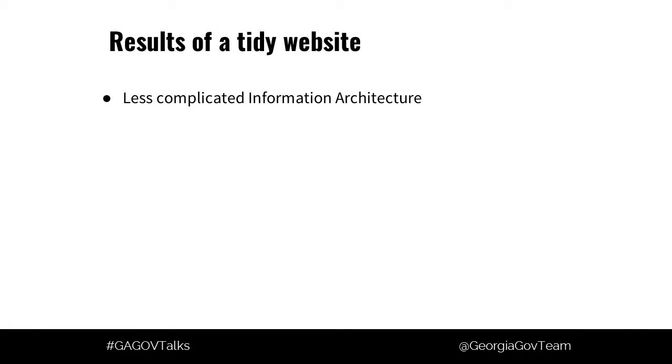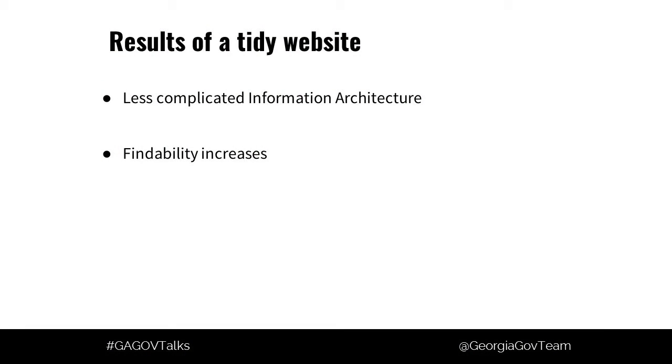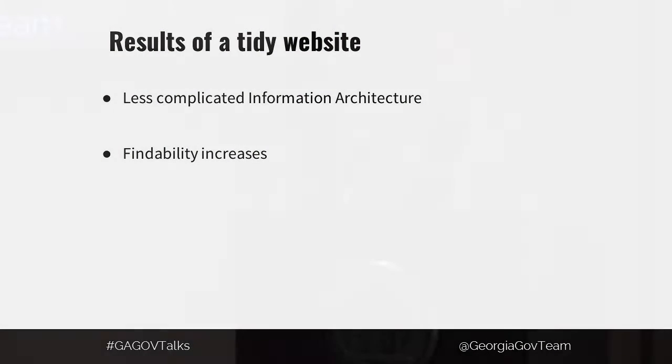So what are the results of this? Why are we doing this? Well, first of all, you'll have a less complicated information architecture. Everybody who uses the platform knows that you can only have 7 tabs on the horizontal menu. You can't have more than that. By reducing the amount of content that you have, you can actually reduce the number of tabs, and if you want another tab, then you've got room to do that. You can reorganize that content because you've got less of it to deal with. What does that mean? That means findability increases. People can find your information a lot more easily.